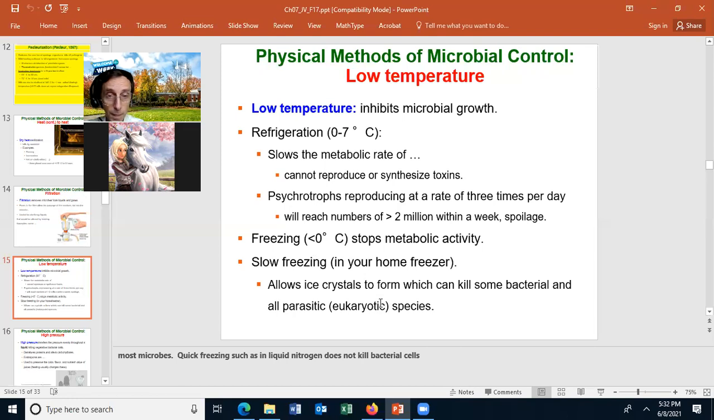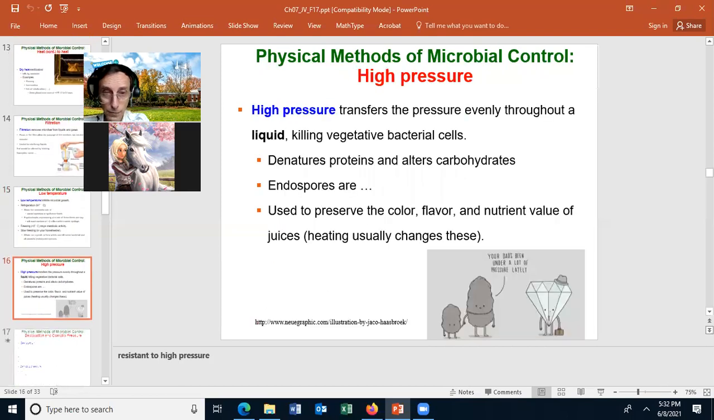Okay. Like I said, freezing does not kill all bacteria, and in fact, 50% of most bacteria will survive the freezing and the thawing, and so you should not eat raw food that has been frozen, like raw meat.